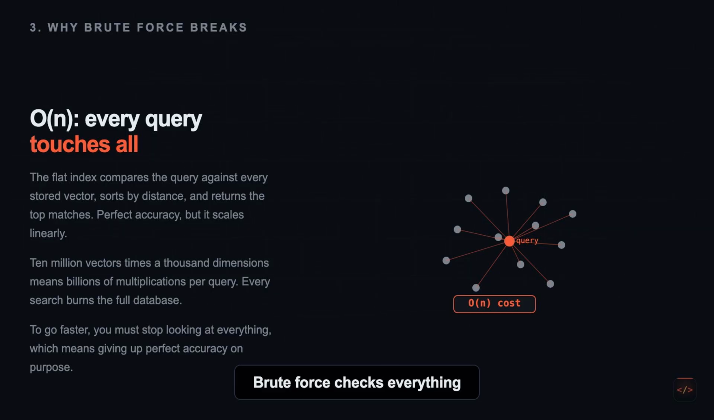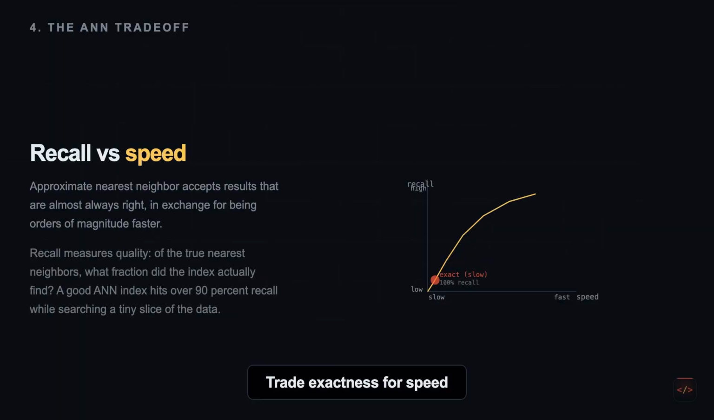This is the central bargain of vector search: approximate nearest neighbor, or ANN. Instead of guaranteeing the exact closest matches, you accept results that are almost always right in exchange for being orders of magnitude faster. You trade a tiny bit of accuracy for an enormous speedup.